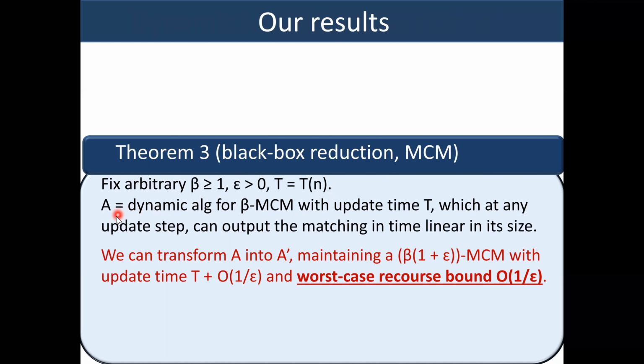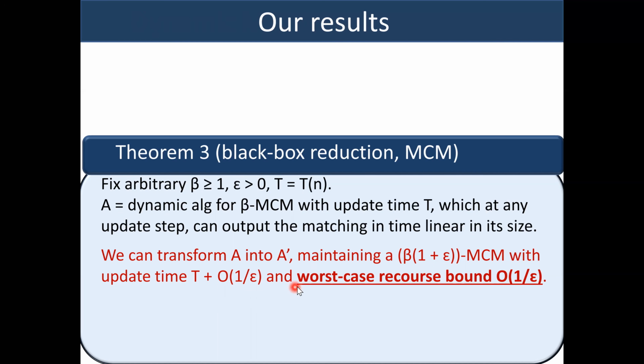So what this theorem says is that if we have as input any dynamic algorithm A for maintaining a beta approximate MCM within update time t, subject to some condition that I'll explain shortly, then we can use this algorithm as a black box and transform it into a different algorithm, A prime, which maintains a beta times 1 plus epsilon approximate MCM, a very different matching possibly, but with a similar approximation guarantee, and within a similar update time of t plus some constant over epsilon.